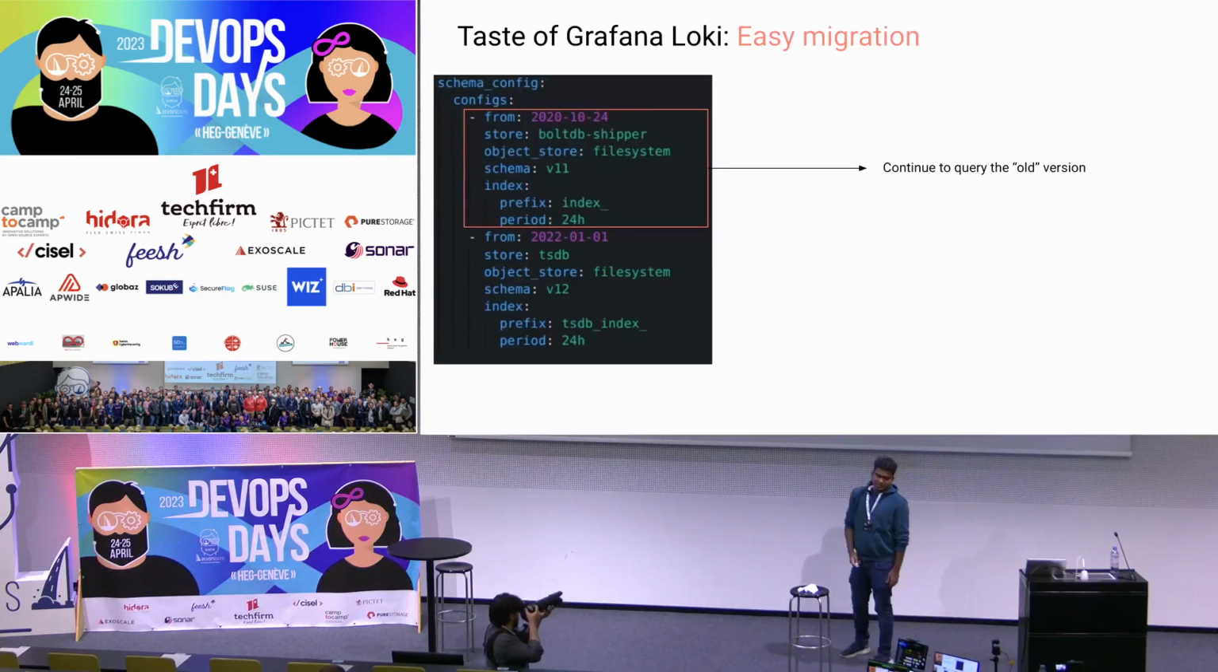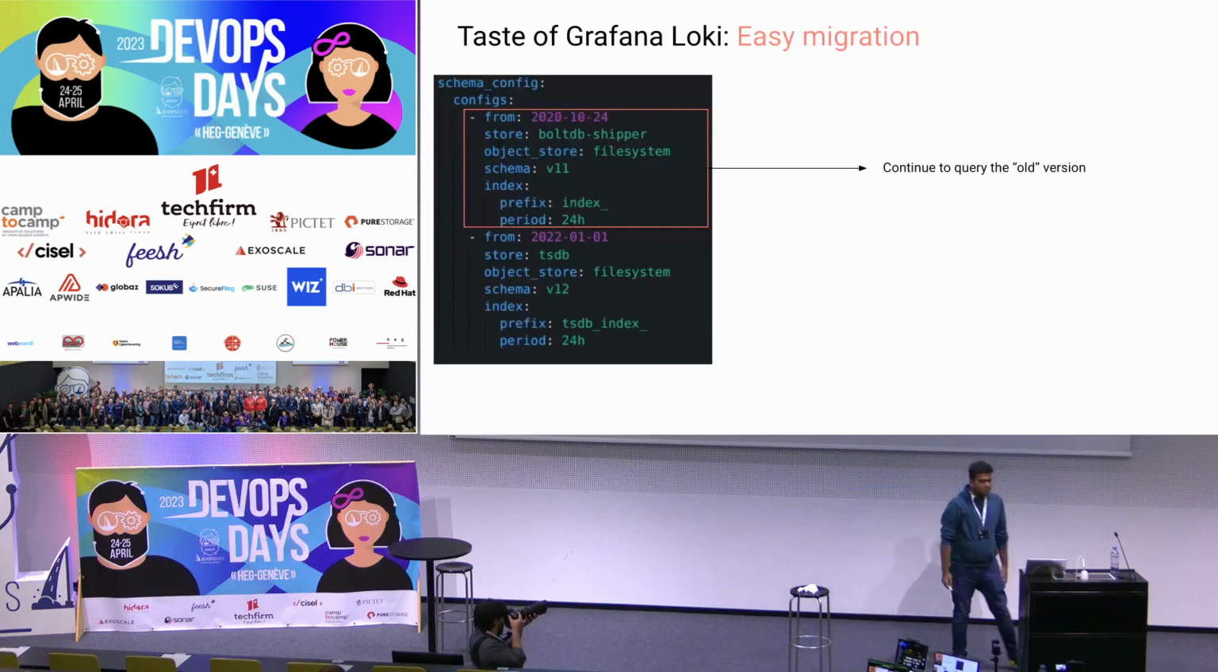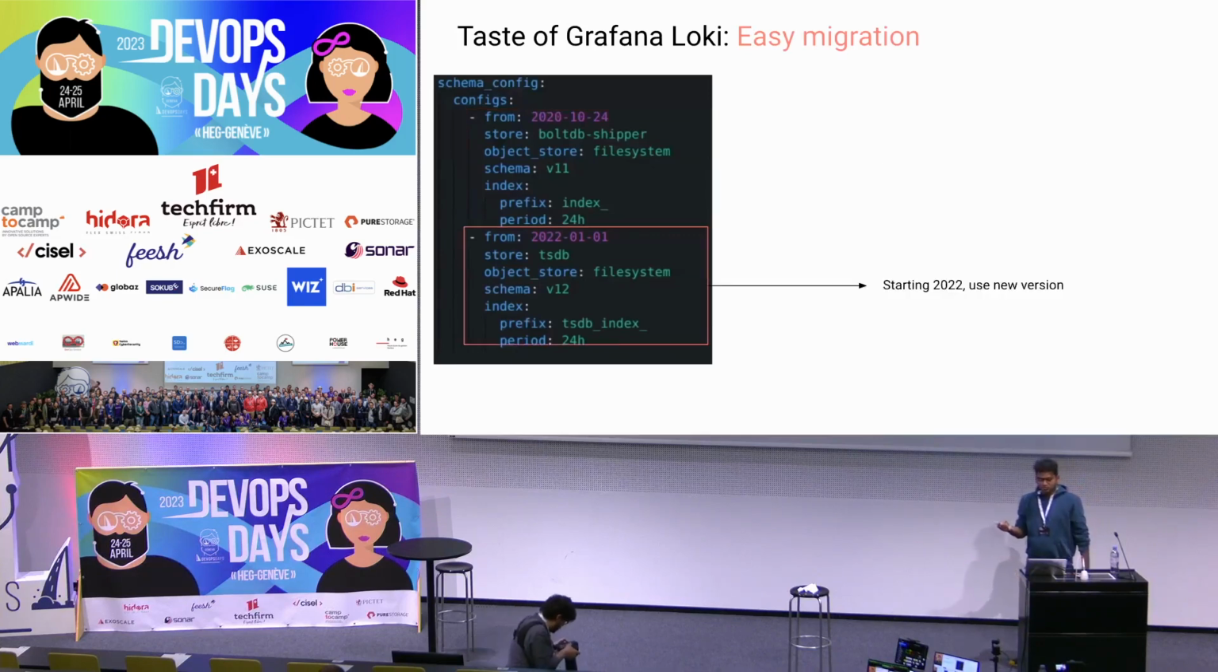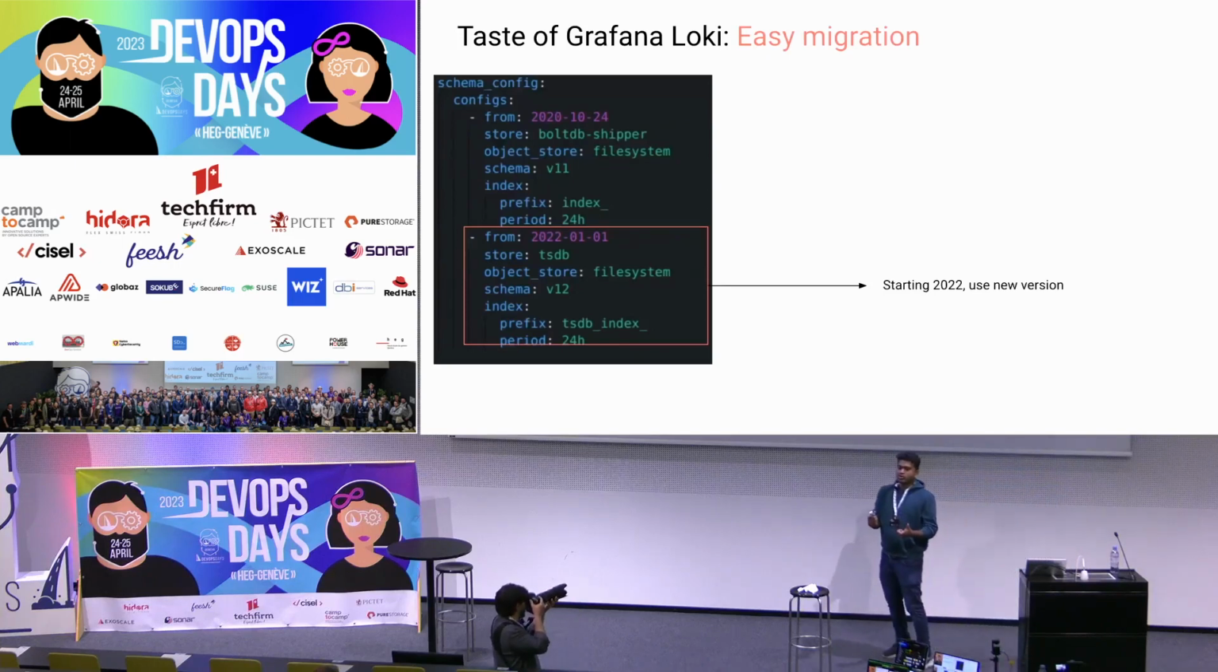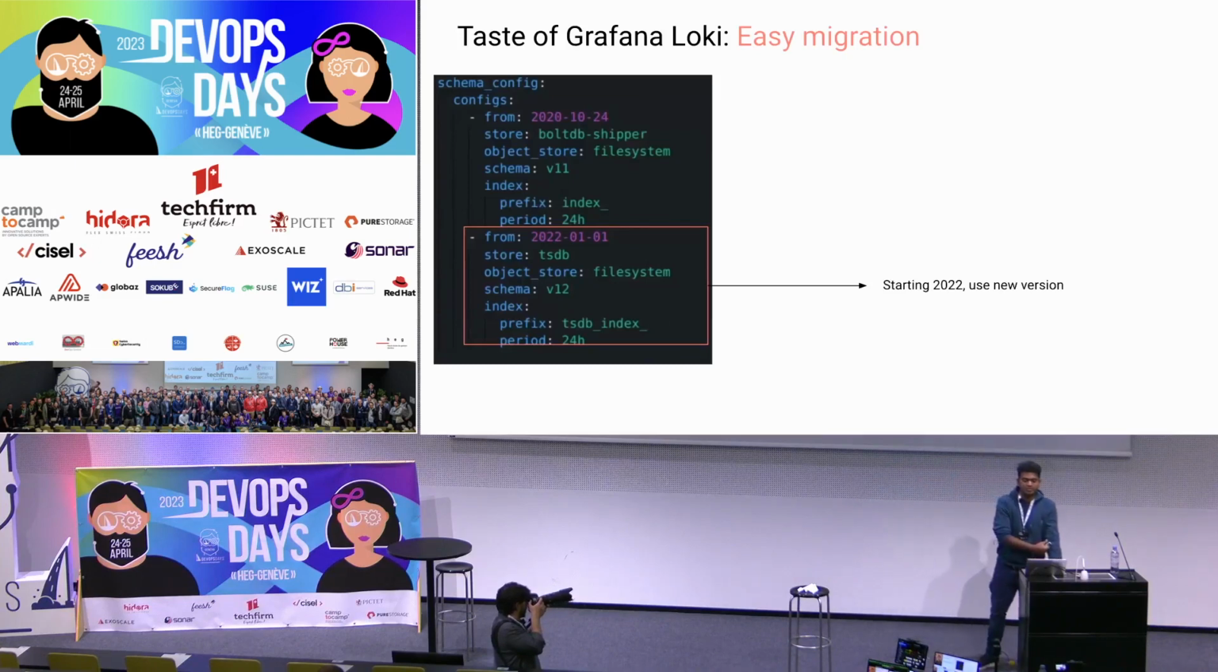What it is doing here is, from, let's say, 2020, all the data that is being ingested, also read from, if it is from this period, just use this schema, schema version V11. And starting from 2022, for example, use the other version. So all you need to do is tweak this config, and anyone querying for the old data, and also anyone querying for the new data, should work seamlessly without any change. That's what this period config is for. This lets you do easy migration.